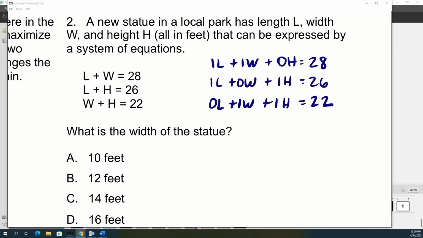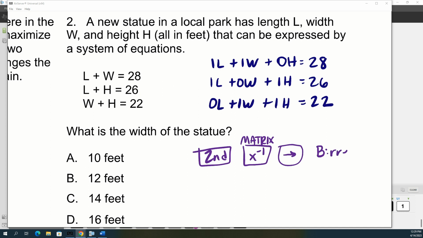Any ideas? I want to give you a hint. You start off with second. Look at your calculator and see if you can figure out what you hit after you hit second to get RREF. Sometimes it comes back to you when you look at it. Anybody? All right, you hit second and then x to the negative 1 because we want the matrix menu. And then after that, you're going to go over 1 to the right, and then you choose B, which is RREF.